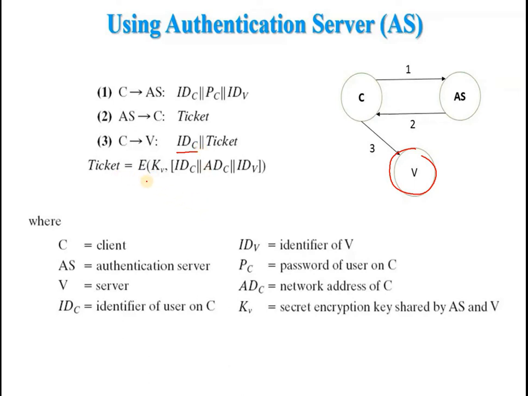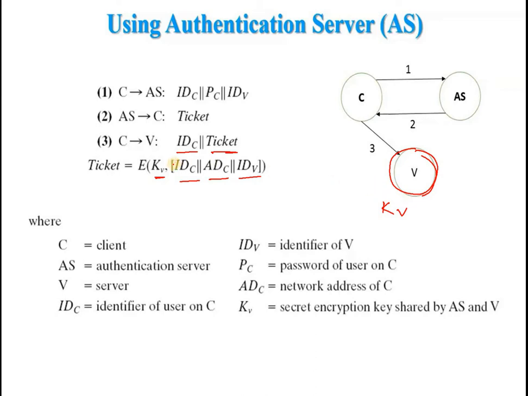This ticket, as we know, is encrypted by KV. Here this ticket contains IDC, that is the identifier of C, ADC, that is the network address of C, and then the IDV, that is the identifier of V. V is nothing but the server. Now, because V knows KV, it has knowledge of the encryption key.